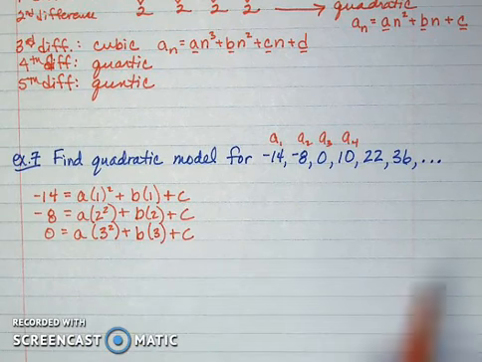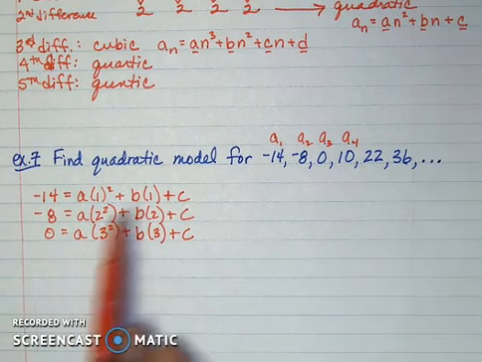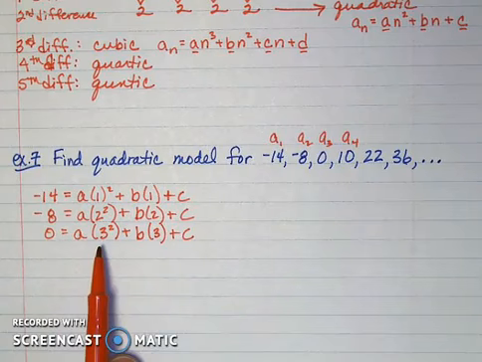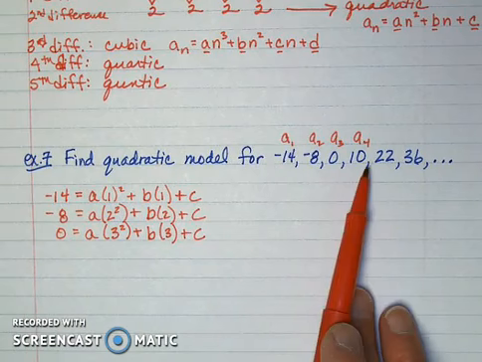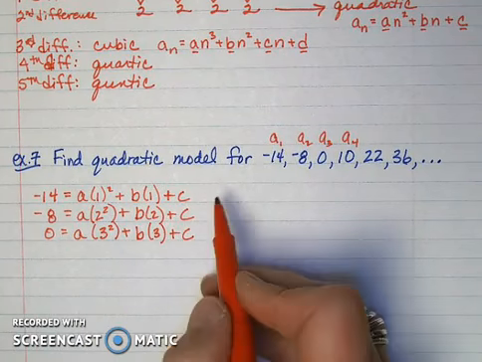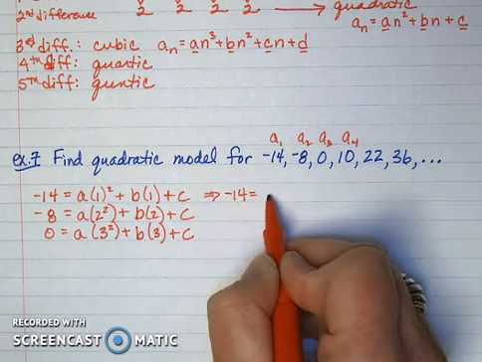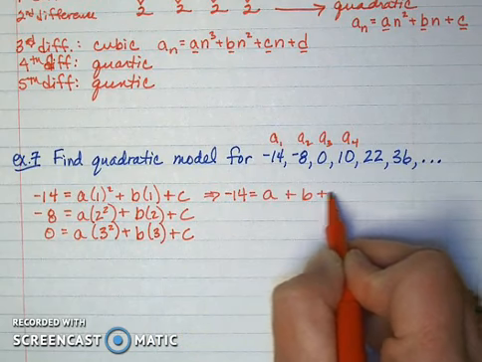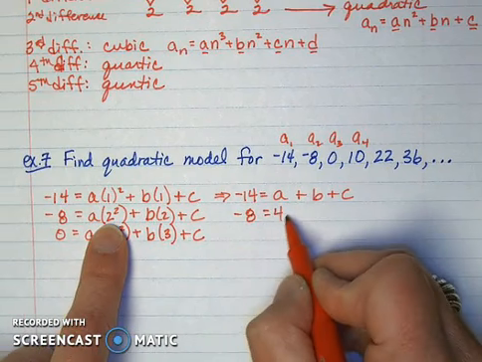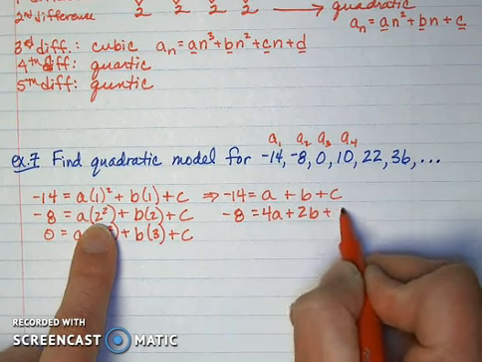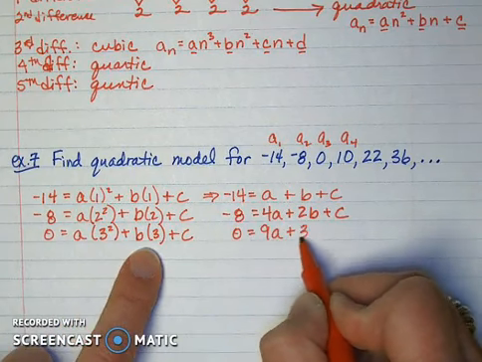Now I'm going to stop there because I have 3 variables I need. I have 3 equations, and that's all I need to do. If I was doing the cubic and I needed 4, I would make a 4th equation. I would go to the 4th term. But I'm going to stop there, and now I'm going to simplify this. And I'm going to say negative 14 is a plus b plus c. And negative 8 is going to be 4a plus 2b plus c. And 0 equals 9a plus 3b plus c.